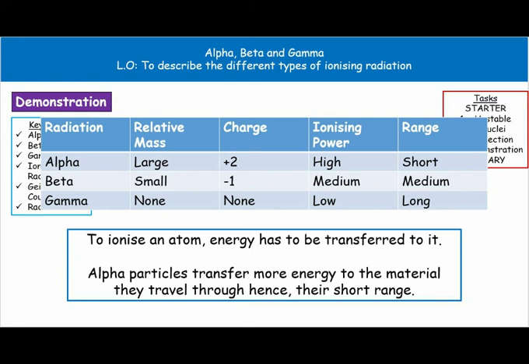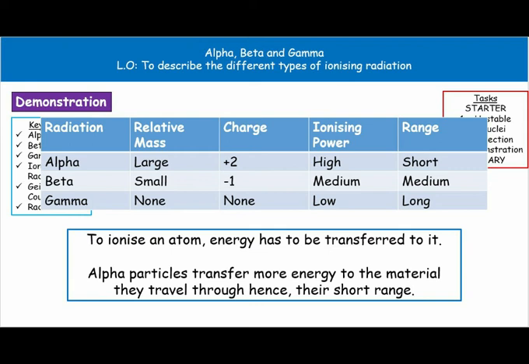When we look to see how far that can actually penetrate, it's actually only got very short range, because remember, it's not going far. A few centimeters of air is enough to stop it. But it does have a high ionizing power. So that means that if it comes into contact with other materials, then it's very likely to actually knock those electrons off and create the ions. It's very good at doing that.